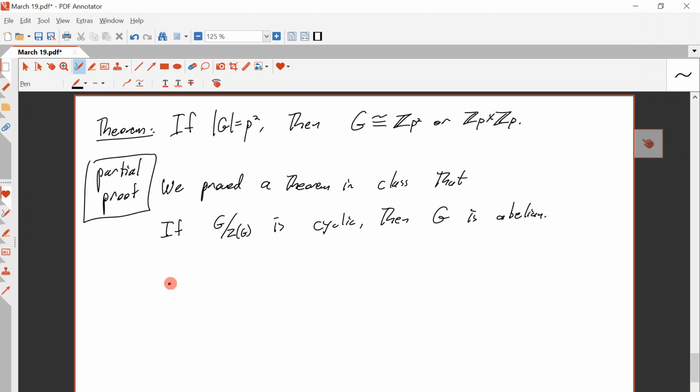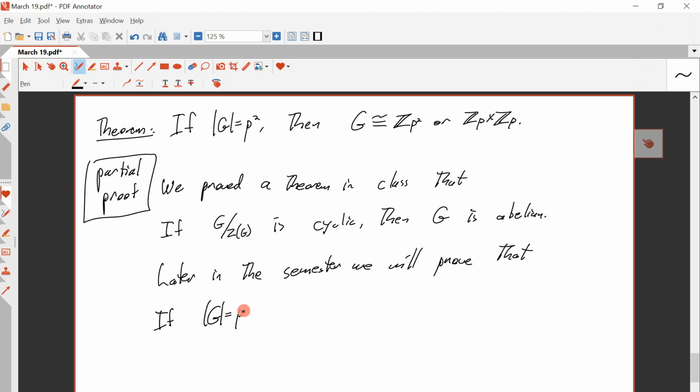All right, so later in the semester, somewhere in chapter 9, we will prove that. It's not hard, it just needs some standard facts that we haven't covered yet. We will prove that if the order of G is p to the m, a power of some prime, then the center of G is not 1.